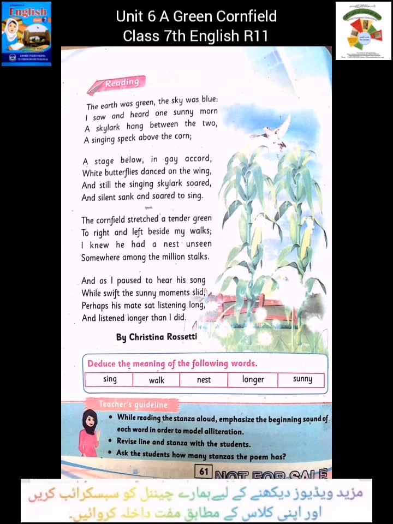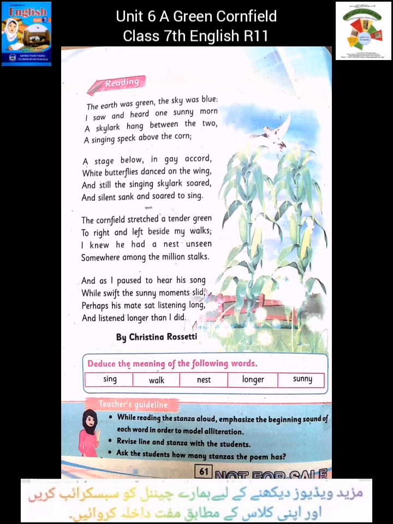So here the word swift means something that's moving quickly. Slid means to move easily over a surface, and mate means companion or a partner. So these were some of the difficult words in this stanza. So now we will be going to explain what the poet says in this stanza.